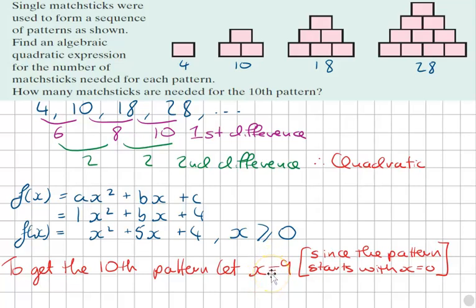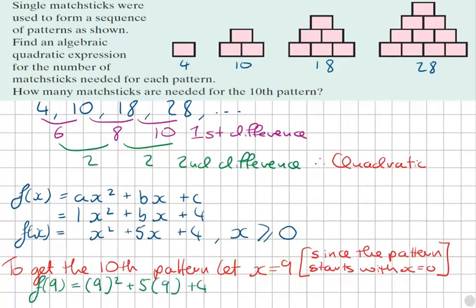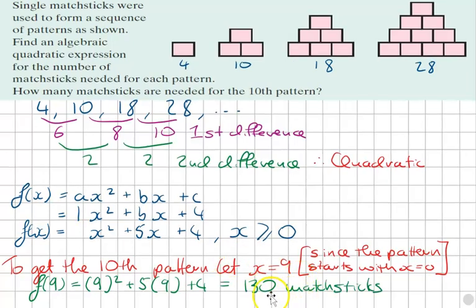Because remember, the pattern starts with x is equal to 0. So for the 10th pattern, we take 1 away from 10 and we're left with 9. So we let x equal 9. So f of 9 is equal to 9 squared plus 5 times 9 plus 4, which gives us 130 matchsticks. So the 10th pattern will contain 130 matchsticks.